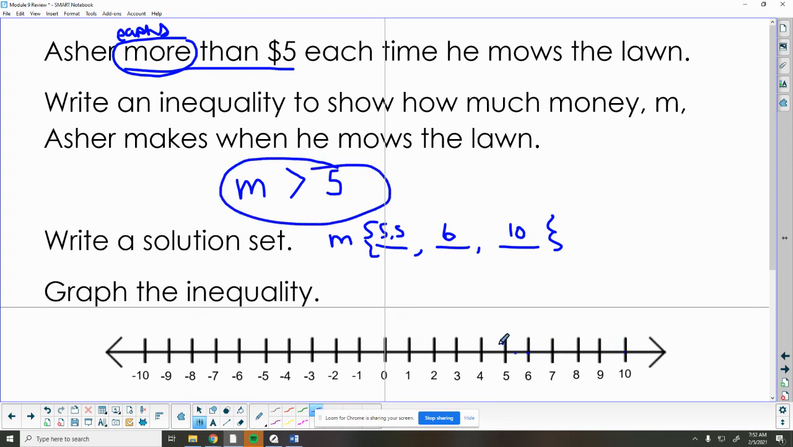So I come and I circle my 5. Notice nothing's in there. I don't have anything to trap in. The garage door is not closed. It's open. So I keep that open, connect my dots. So he's going to earn more than 5. So anything to the right of 5 is a solution to his inequality.